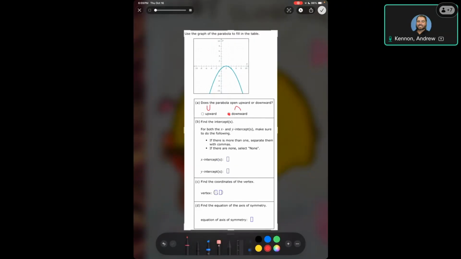The x-intercept is where it crosses the x-axis. So that would be at 2. My y-intercept is where it crosses the y-axis. So that would be at 1. My vertex is where it changes direction. So your vertex is either here or here. Okay, so it actually changes direction right here. So it is at 2, 0.